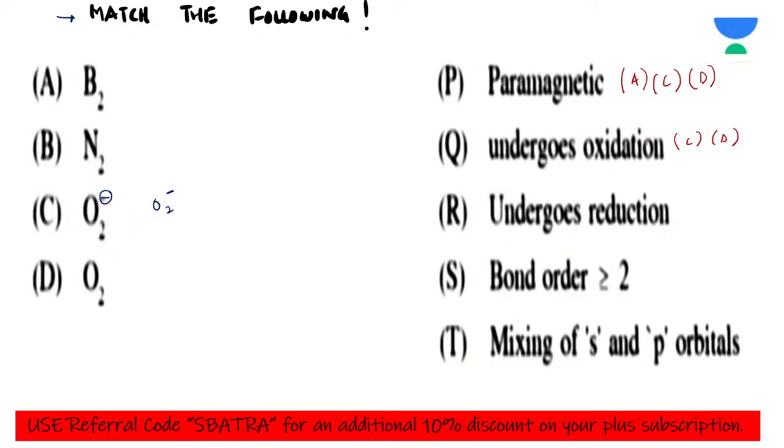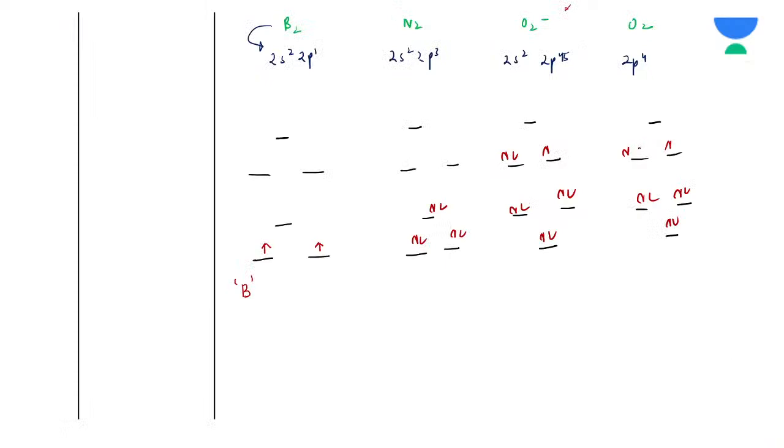Next is reduction. Reduction means acceptance of electron. See, this boron can accept an electron.